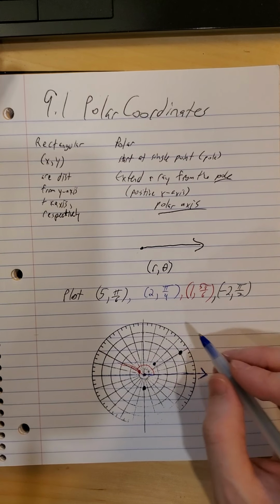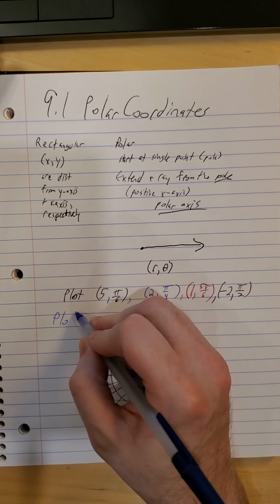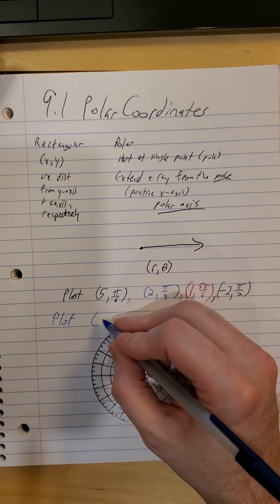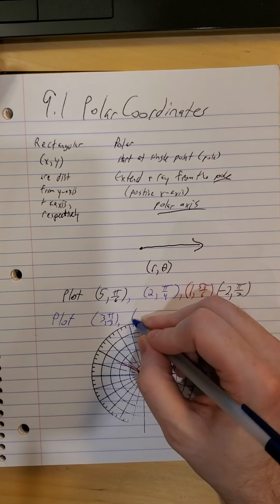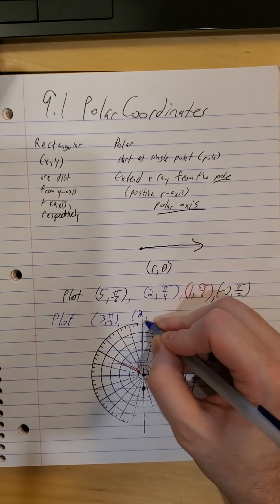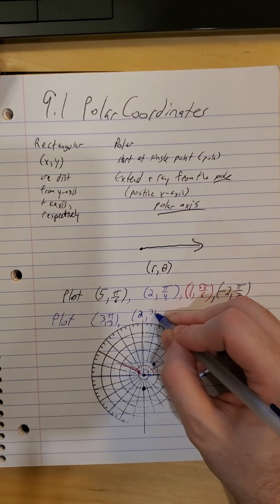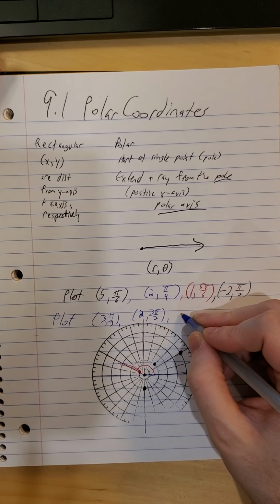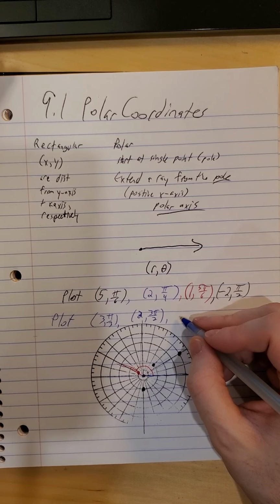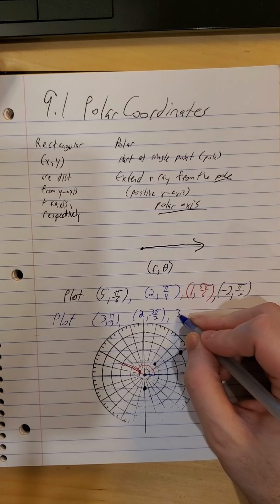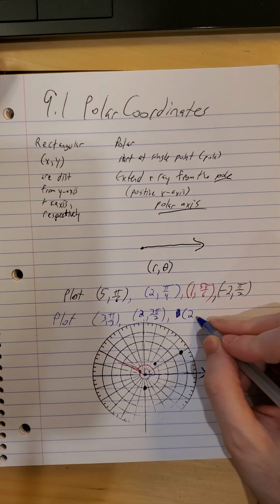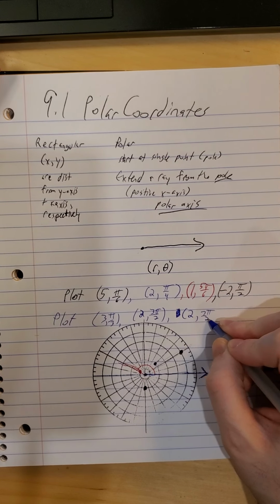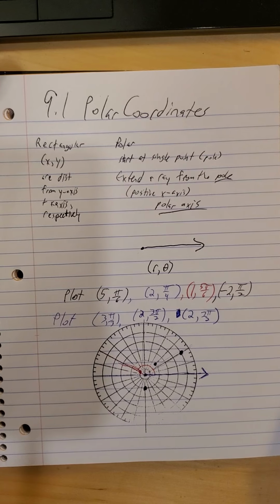So I invite you to try to plot 3 comma pi over 3, 2 comma 3 pi over 2, and, my apologies, I wanted a 2 there, 2 and 7 pi over 2. So go ahead and pause the video, see if you can plot those points.